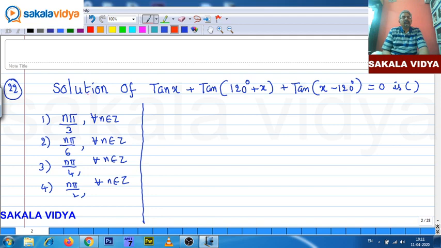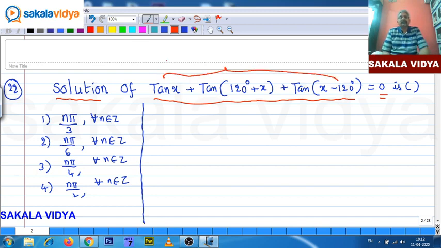So now, solution of tan x plus tan of (120 degrees plus x) plus tan of (x minus 120 degrees) equal to 0. Now this is nothing but actually a formula. This is the formula: it equals 3 tan 3x. So please remember. That means the solution we get is 3 tan 3x is equal to 0. Now tan 3x is equal to 0 by 3, that is 0.